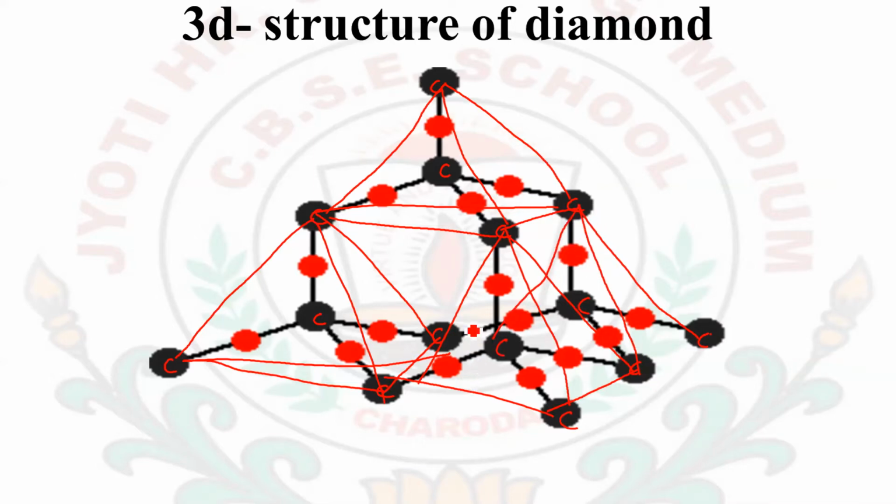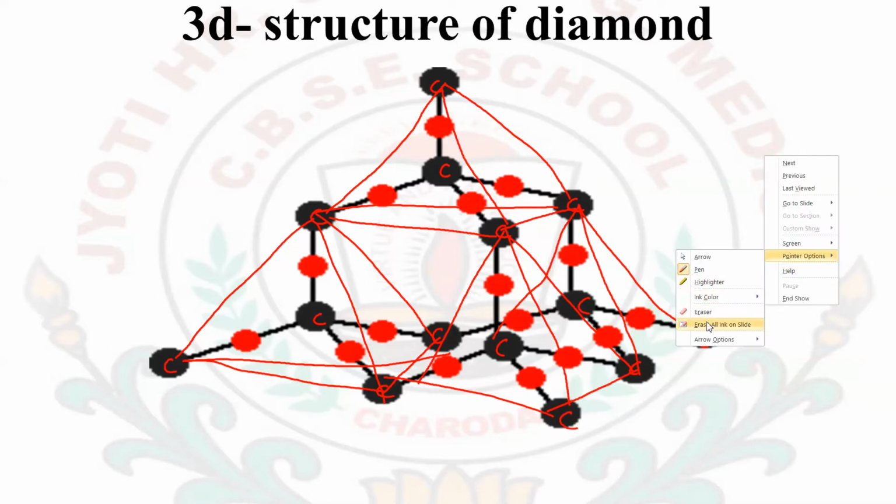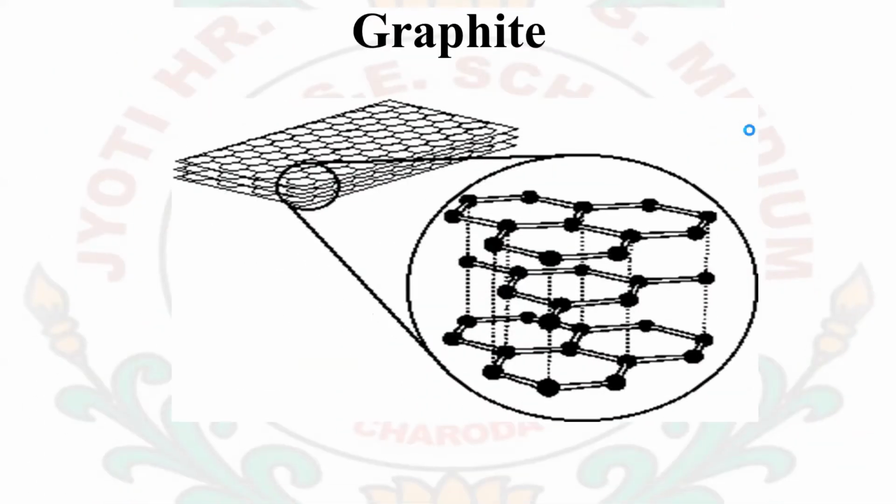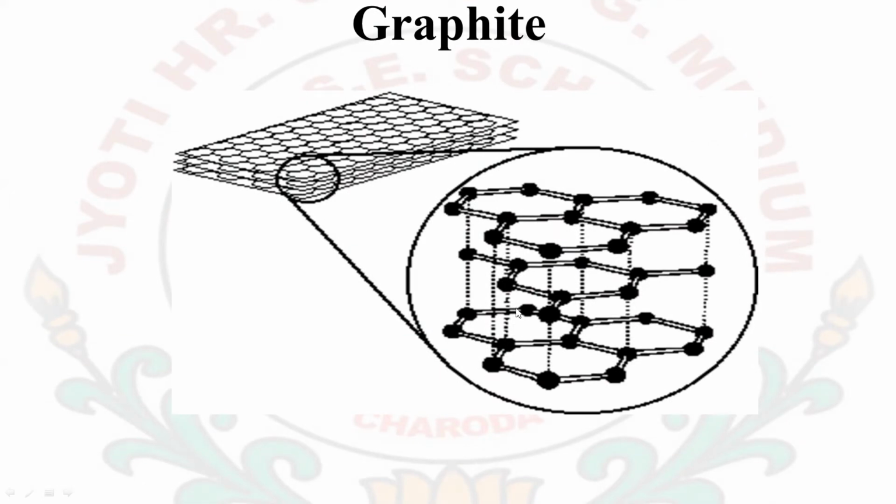Okay, so this is the network structure. This is the 3D structure for carbon, for diamond. Due to the presence of this network structure, diamond is one of the hardest substances known. Next is graphite.